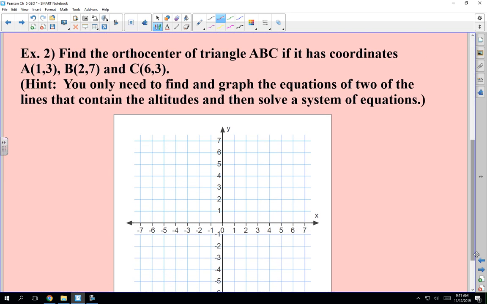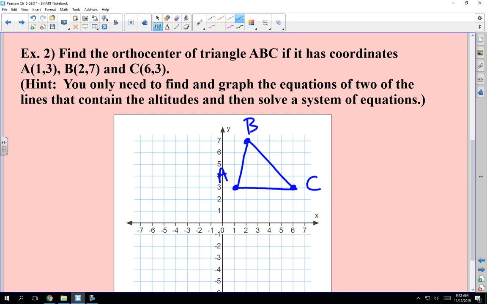Okay, so it says find the orthocenter of triangle ABC if it has coordinates A at 1, 3. So go ahead and plot these points, please. So 1, 3, we've got A. B is at 2, 7 up here. Oops, I need A at 1, 3. And then the other one is at 6, 3. So I'm just going to move my A a little bit farther left here. There it is. So there's A, B, and then C is at 6, 3 right here. There's C. So draw your triangle in.